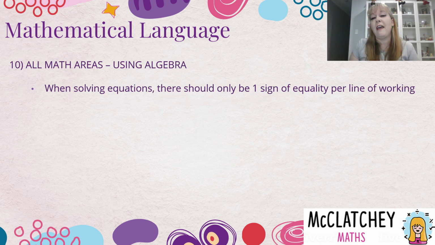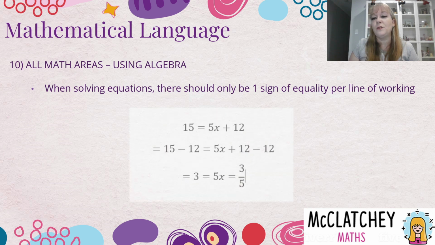We should also only have one sign of equality, one equal sign per line of working. So you see this student is solving this equation, but they've got an equal sign here and an equal sign there. And on this line of working, they've got 3 equal signs. You should only have one equal sign per line of working.